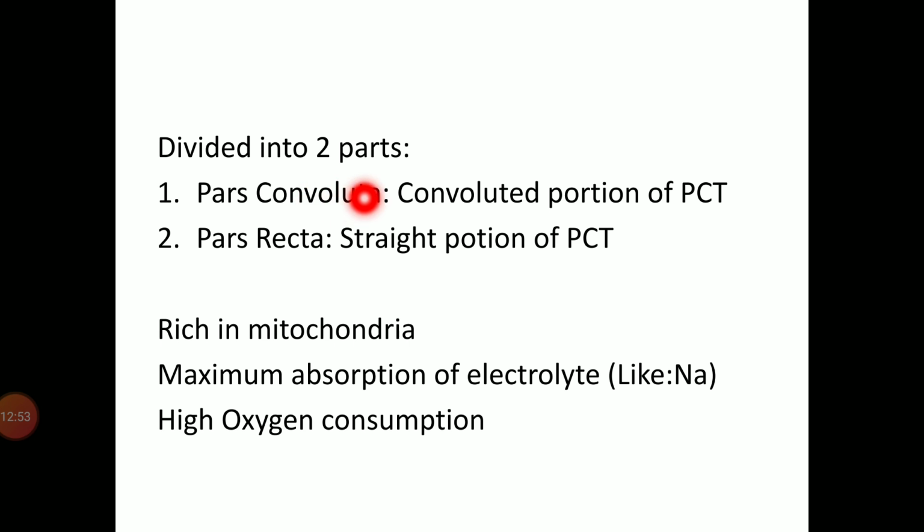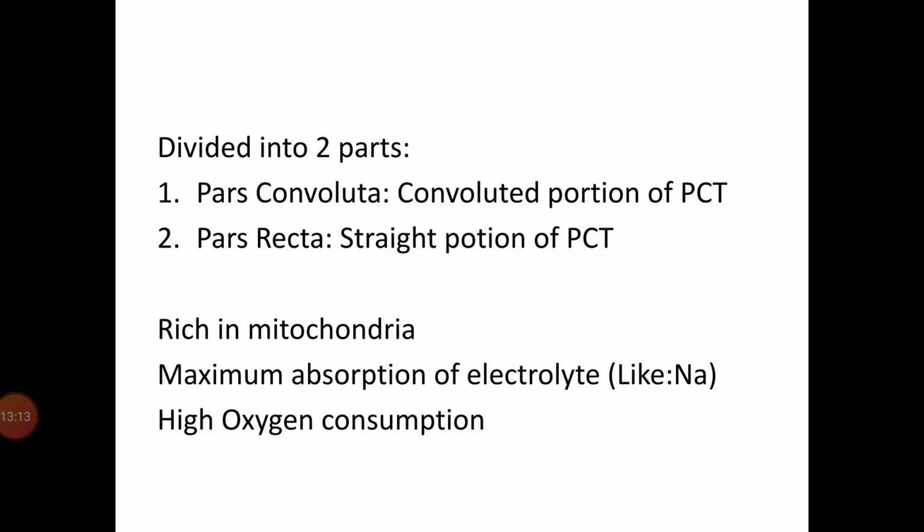Now this proximal convoluted tubule is again divided into two parts: the pars convoluta, that is the initial portion in which the proximal tubule is convoluted or coiled, and it is followed by the straight portion of the proximal tubule which you call the pars recta.